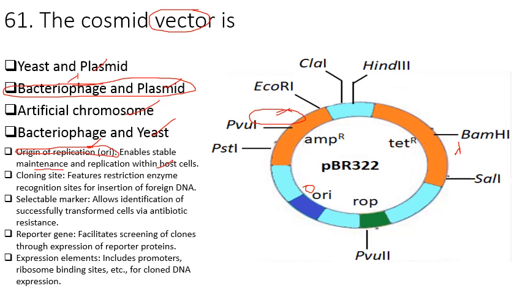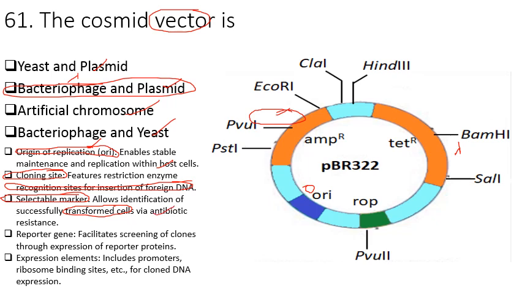Then it should have a cloning site, that is it should have MCS, multiple cloning sites. So the features are restriction enzyme recognition sites for the insertion of foreign DNA, means ऐसी sites जहाँ पे हम जो desired fragment of gene है उसे वहाँ पे insert करते हैं. The next, it should have a selectable marker. So ये जो gene है ये help करती है identification of transformed cells or non-transformed cells by antibiotic resistance.